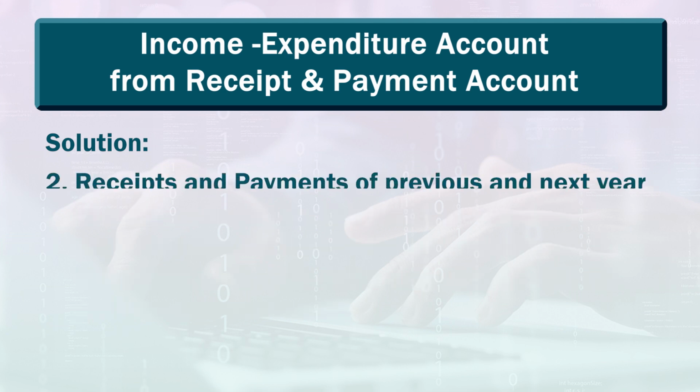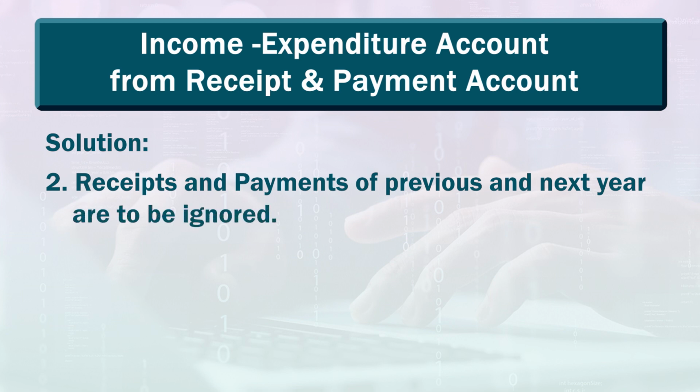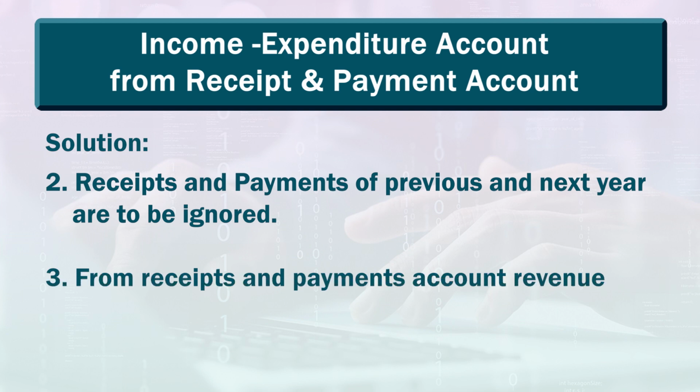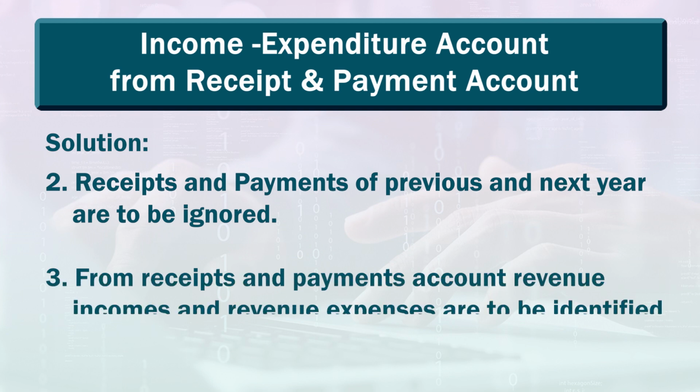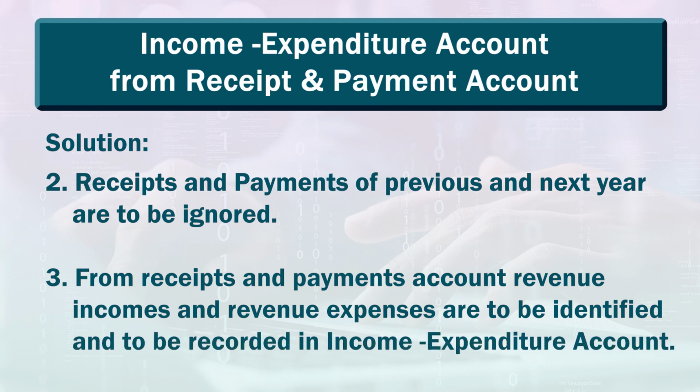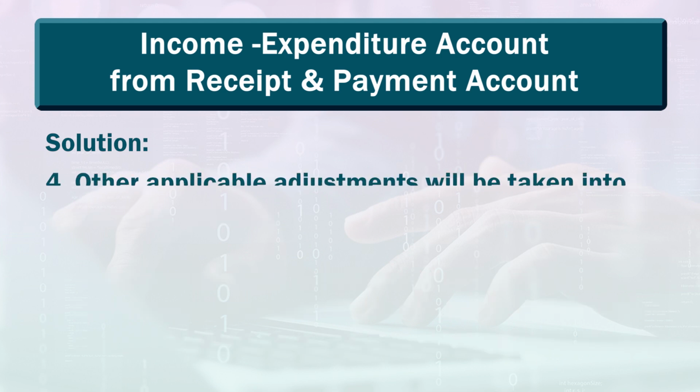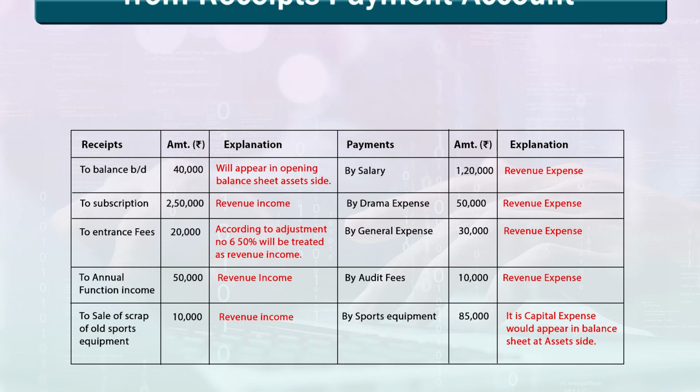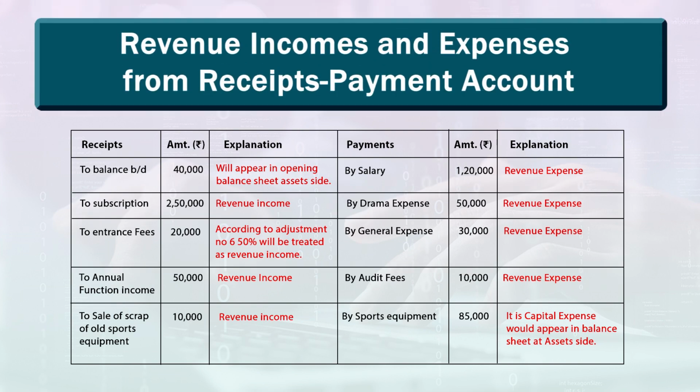Second, receipt and payments of previous and next year are to be ignored. Third, from receipts and payments account, revenue incomes and revenue expenses are to be identified and to be recorded in income expenditure account. Fourth, other applicable adjustments will be taken into consideration. Let us identify revenue incomes and expenses from receipt payment account.